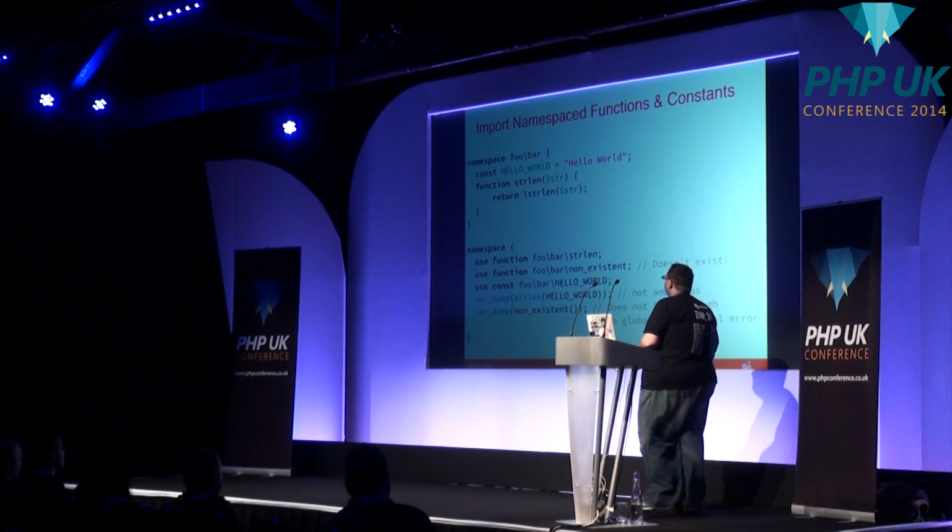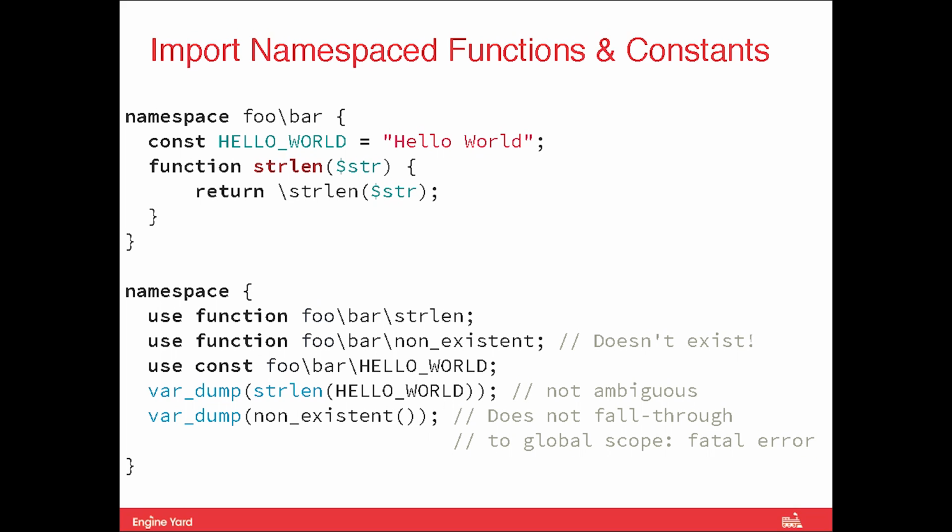So here we have a namespace of foo_bar, define our constant hello world. We're now defining a function called strlen, which would obviously conflict normally if it was in the global namespace, but we're not, so that's great. Now we have an empty namespace, just to separate this out. Use function foo_bar strlen. What that'll do is import that function. Now we can just call strlen. If we need the regular PHP one, we fully qualify it with the backslash, as I'm doing inside of the strlen at the top.